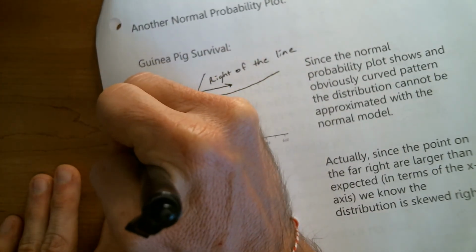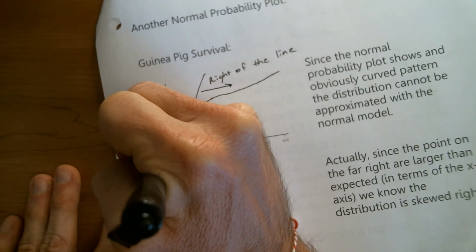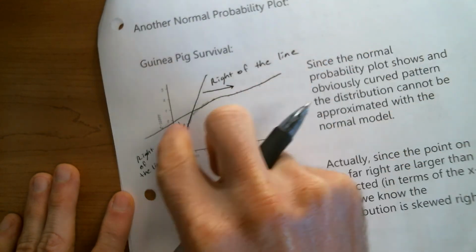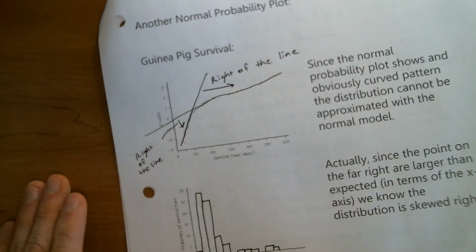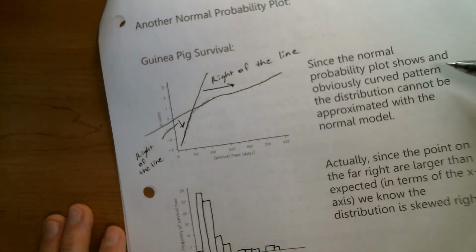So whether you draw your line through this and say, these are off to the right, or whether you draw your line this way, they're still going to end up off to the right. So you're going to reach the same conclusion. Now, again, let's think about why this makes sense. First of all, since the normal probability plot shows an obvious curve pattern, the distribution cannot be approximated with a normal model.